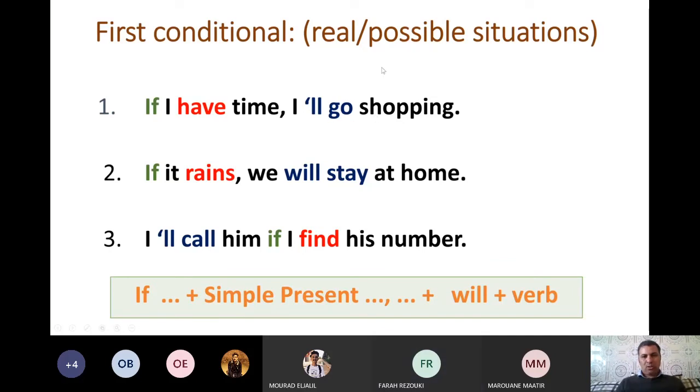What do we need this conditional for? We need it for real and possible situations. Something that is possible to happen, that can happen. Like for me, if I have time tomorrow, I'll go shopping. Or if I have time now, I will go shopping. If it rains, we will stay at home. I'll call him if I find his number. So again, if plus verb in present simple plus verb in future simple. Now let's move to the second conditional.